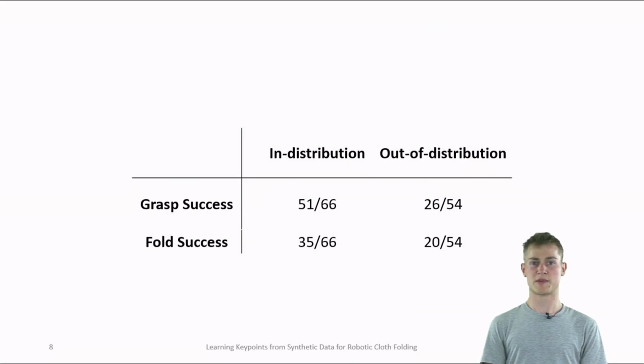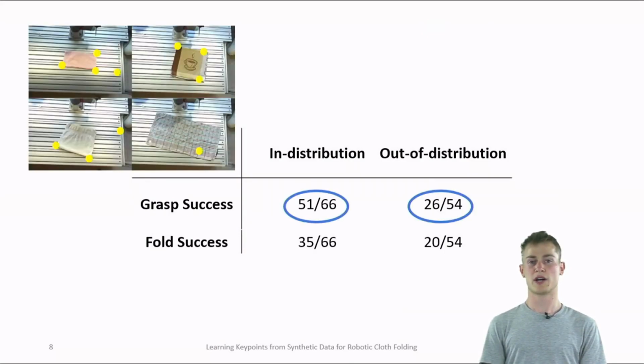The system has a grasp success rate of 80% on the in-distribution towels. Grasp failures are due to wrong or incomplete keypoint detections, indicating that there is still a sim-to-real gap. In future work, we aim to further explore this to provide more insights and a more principled approach to procedural data generation.